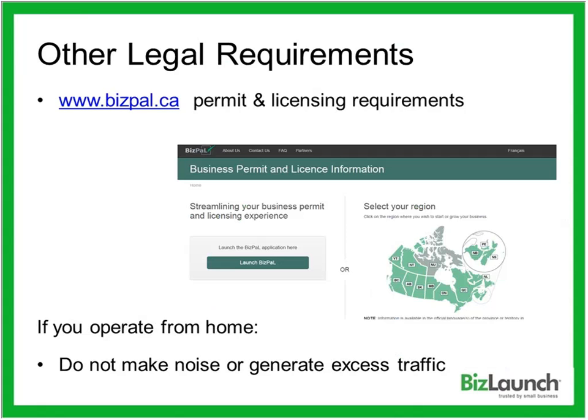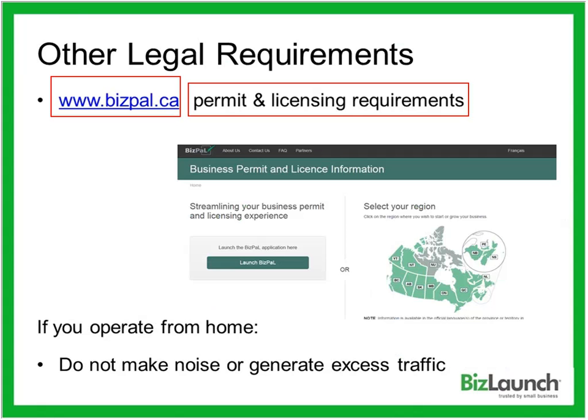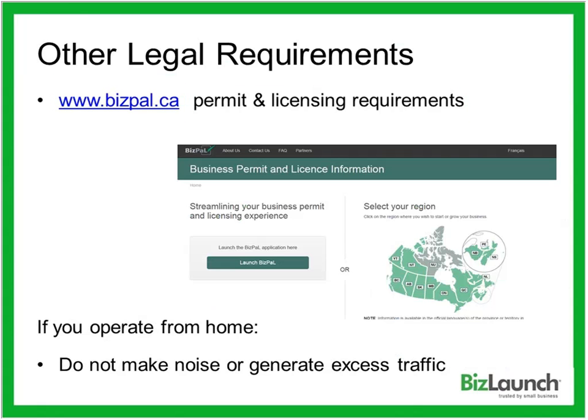Other legal requirements. Let's say you're not sure if you need to get any permits or licensing. There's a government website that they've created called bizpal.ca, and what you do is you go on there, you click on what province you are, and they will tell you exactly what permits and licensing you need, okay? So make sure that you check. Whatever city you're working in, sometimes it's a little bit different. Not always, but sometimes it's a little bit different in different cities. So just check what the regulations are. And this website is quite good, so check that out.